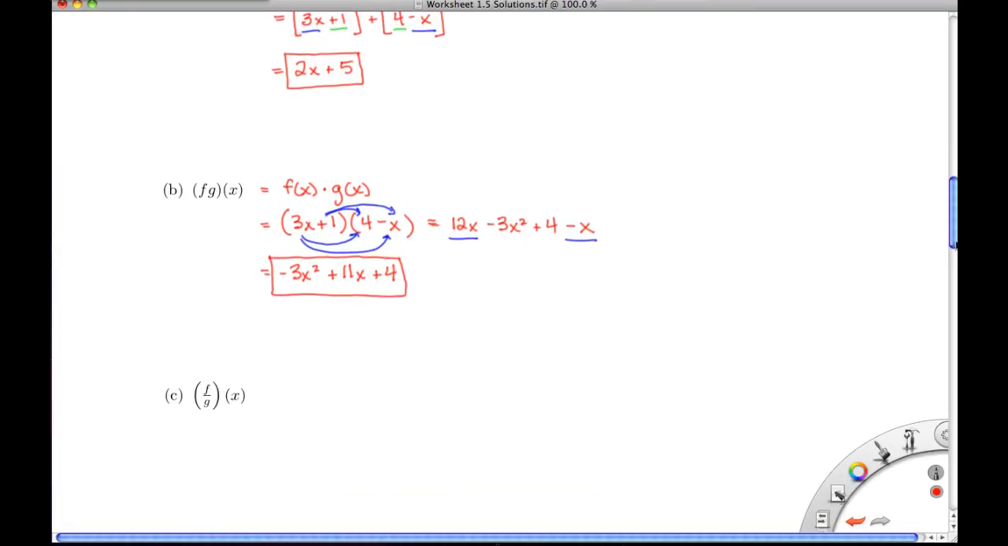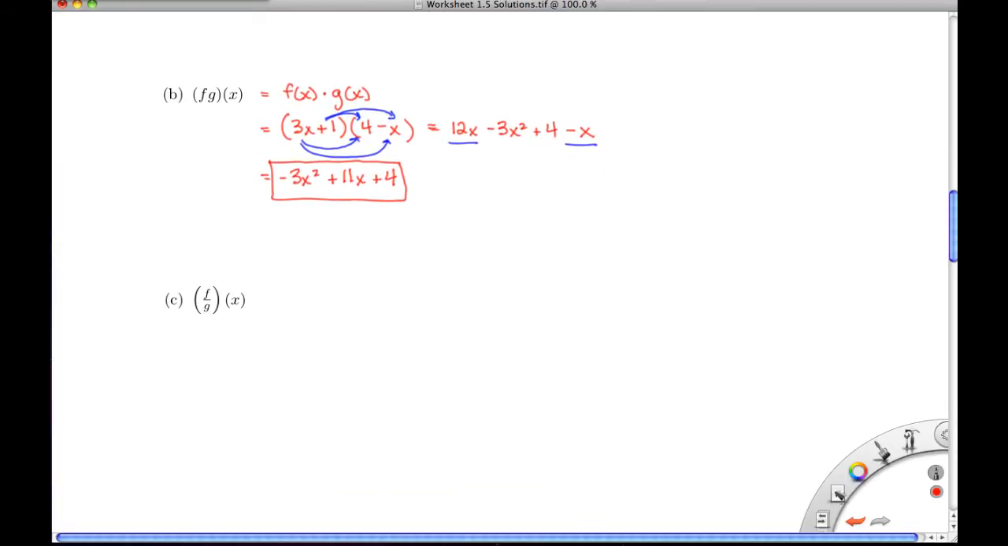And then lastly, if we go to part C, we're looking for the quotient of f of x with g of x. So this is going to be the function of f divided by our function g. And if we put f, which is 3x plus 1, all over our function g, which is 4 minus x, we double check to see that we can't factor anything out, maybe cancel it, but in this particular case, we've really done all that we can, and that would be our answer for part C.